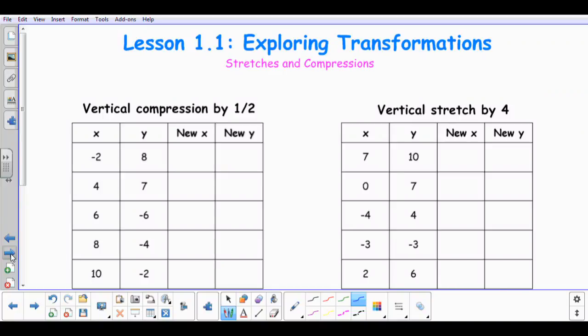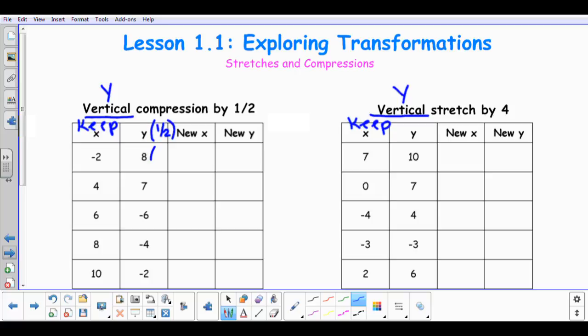Now in my next set of tables, each one says that it's either a vertical compression or a vertical stretch. So like we were doing with the horizontals, it's going to be changing in the vertical direction. So we want the vertical axis, which is your y. So this time we're going to end up keeping the x columns in both of our tables, and we'll change our y column. So in our first one, we have a fraction of 1/2. So like I did with the x's and the 1/3, I'm going to multiply each one of the y's by 1/2.